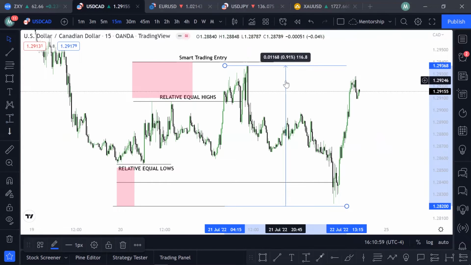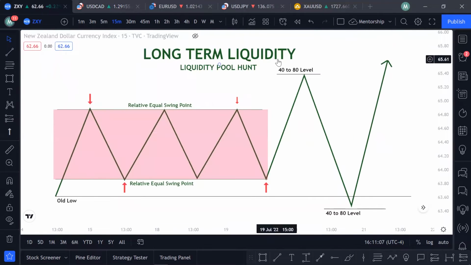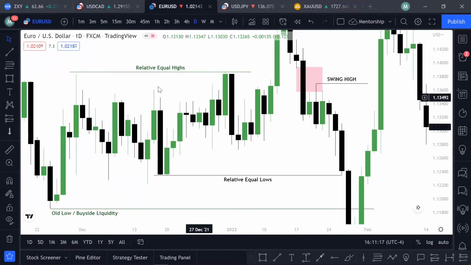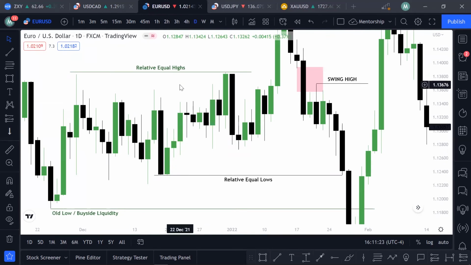115 pips. So since this strategy is all about long-term liquidity, when I talk about liquidity pool, I mean relative equal highs. That is a liquidity pool. Liquidity pool up here, liquidity pool down here. So this is the euro dollar on a daily chart. The magic begins.